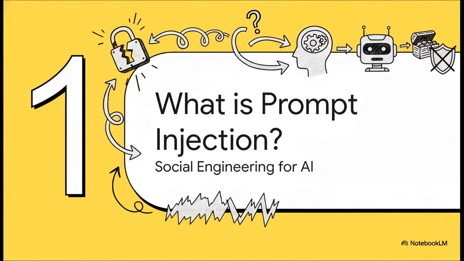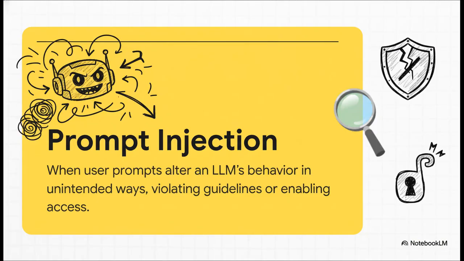So what exactly is prompt injection? Well, the easiest way to wrap your head around it is to think of it as social engineering for an AI. Instead of tricking a person into giving up their password, you're tricking the model into breaking its own rules. The official definition from OWASP really nails it. The key phrase here is altering the AI's behavior in unintended ways.